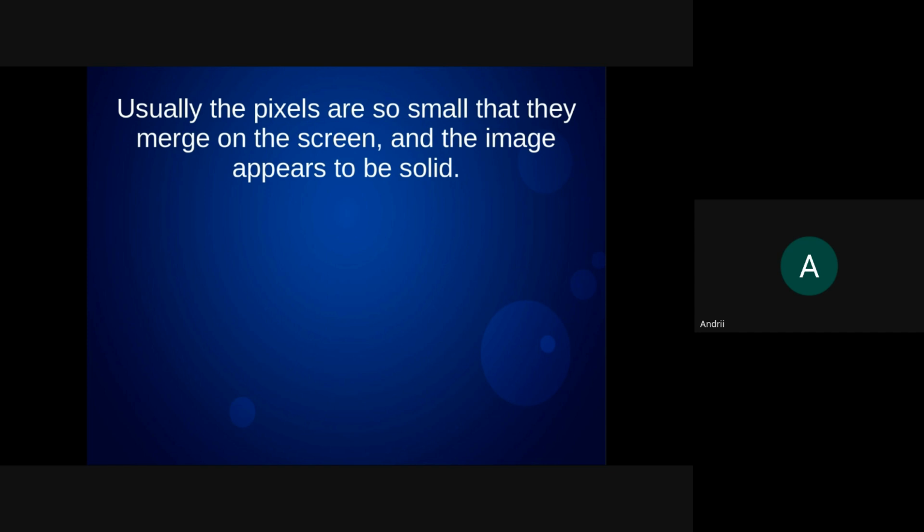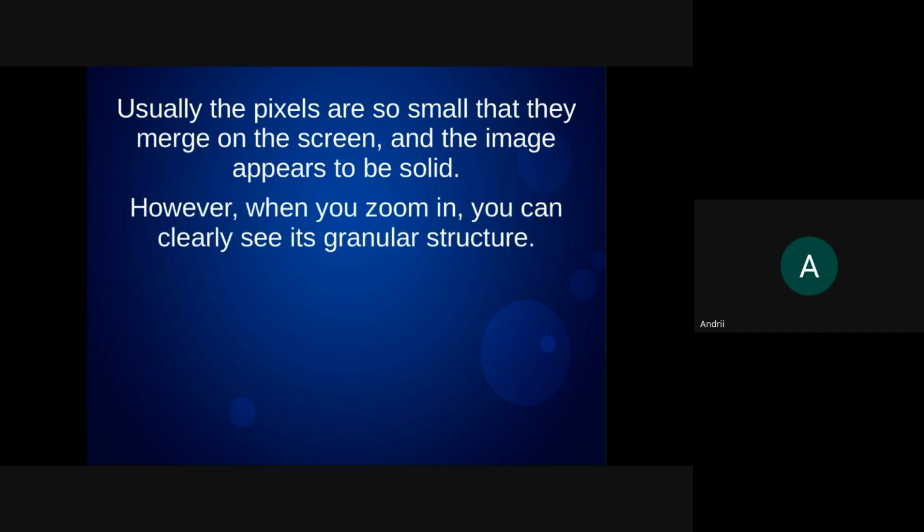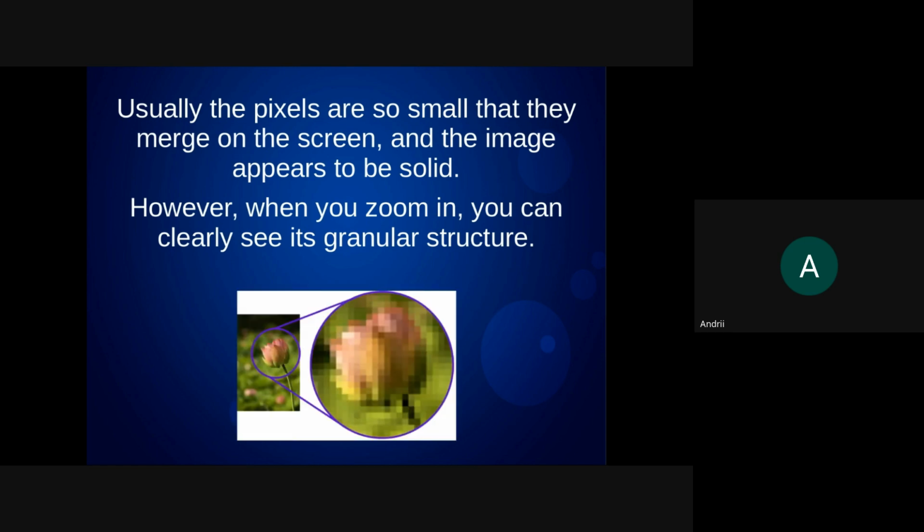Usually the pixels are so small that they merge on the screen, and the image appears to be solid. However, when you zoom in, you can clearly see its granular structure. So if you have a cool photo, you cannot zoom it in infinitely, so eventually you will see pixelization.